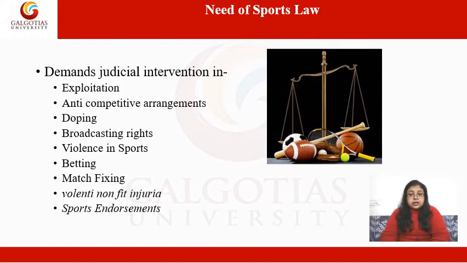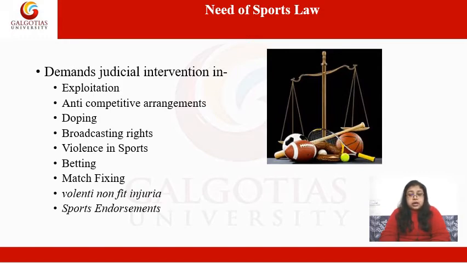Now, anti-competitive arrangements. Again, the selection committee may be very choosy, or there may be certain non-transparent practices which may happen. That can be prohibited if there is a proper legal structure which may attract and prohibit such kind of discrimination. Then there is a very famous concept of doping, which almost every one of us knows.